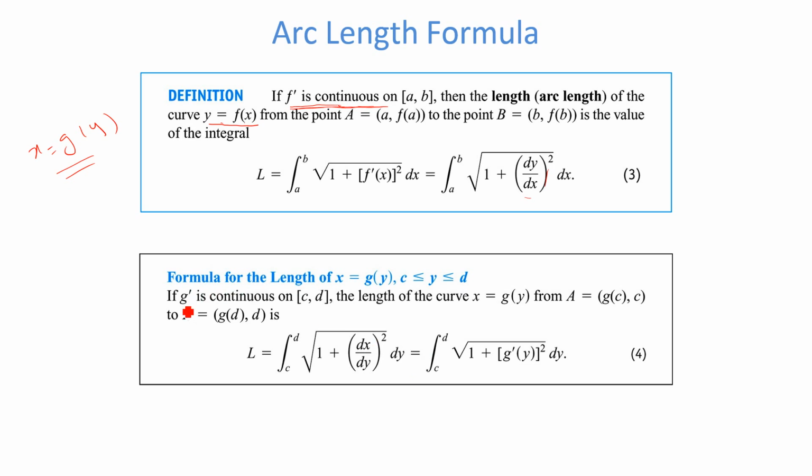Okay, and the condition here is the same: g prime must be continuous. So if both are discontinuous, we are not able to find the arc length using this formula. So in order to use this formula, you have to check this condition. If you find discontinuity in this form, then you can try this form, and even if there is discontinuity in this form as well, then we cannot use this formula, then we have to try something else.